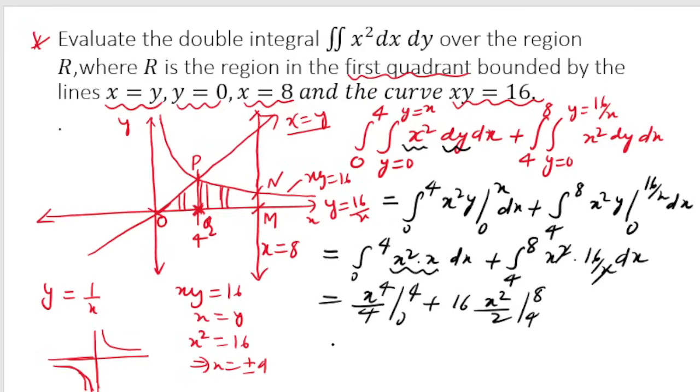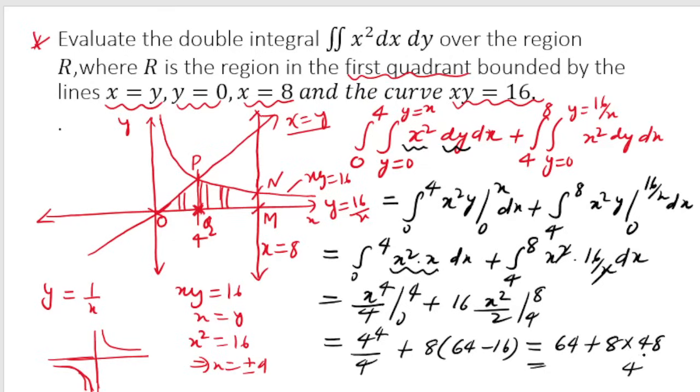So if we simplify it, 4 to the power 4 by 4 and minus 0, so no need to write. And 16 by 2 becomes 8, and 8 square, that is 64 minus 16. So if I simplify it, 4 to the power 3, so 64 and plus 8 into 48. So how much is that?